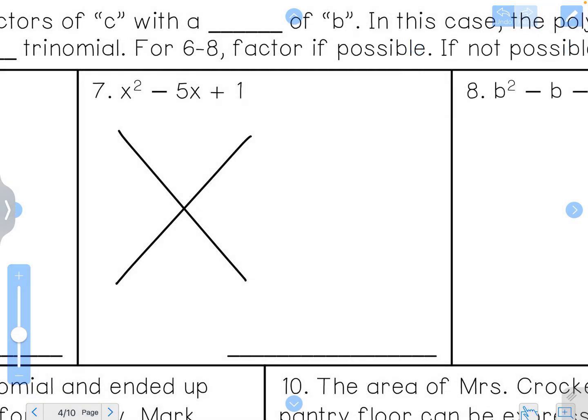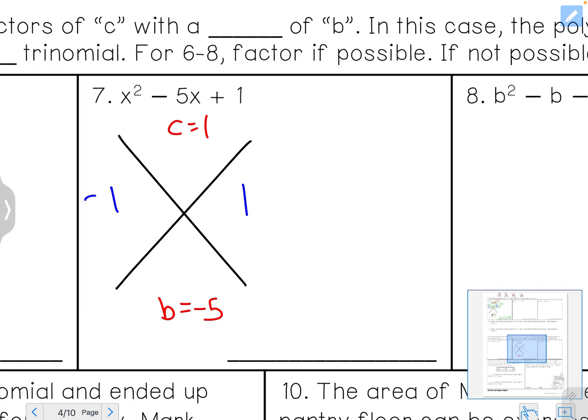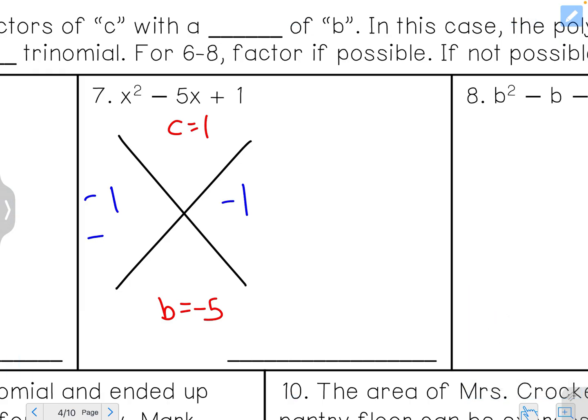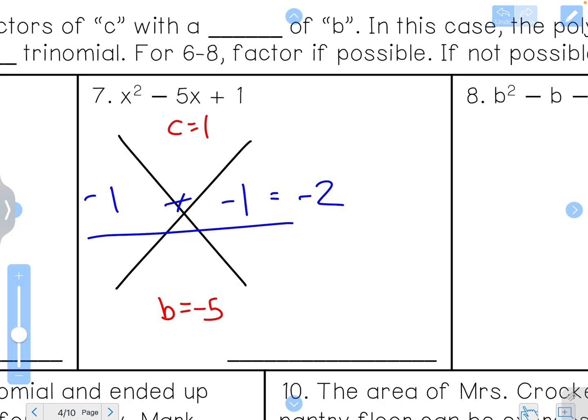So our C is 1, and our B is negative 5. So to multiply to 1, my answer is 1 times 1 is the only thing that equals 1. So we know that the bottom number is negative, so we would know they both need to be negative. So when I add them together, I get negative 2. But if we notice, negative 2 does not equal negative 5.